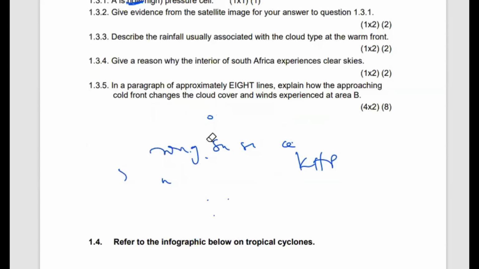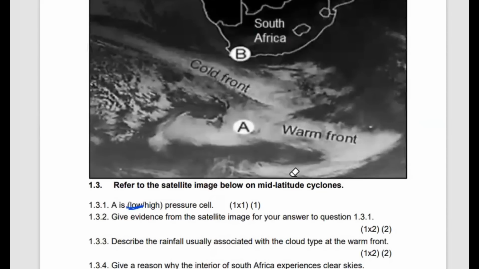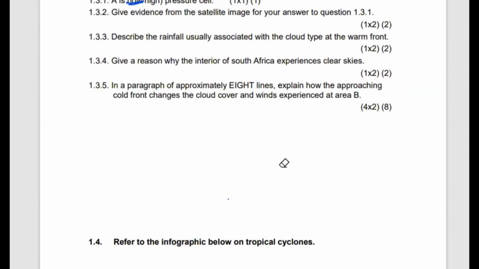Right, number 1.3.5, it says, in a paragraph of approximately 8 lines, explain how the approaching cold front changes the cloud cover and winds experienced at area B. Right, let's look at area B. This weather system will ultimately approach the interior. How is it going to cause a change in the conditions over the coastal area here? That is the question. The approaching of the mid-latitude cyclone, how can it cause a change in the cloud cover and winds which are experienced in that area?